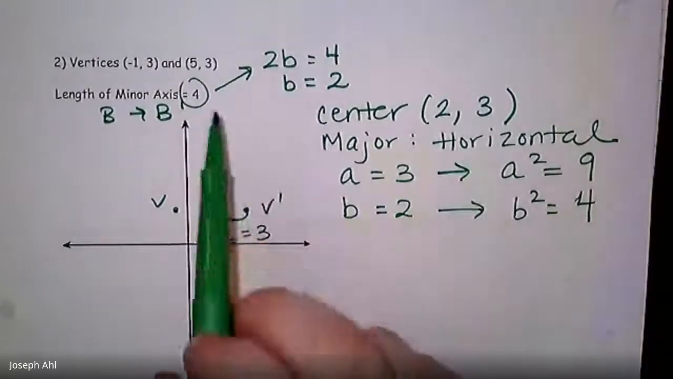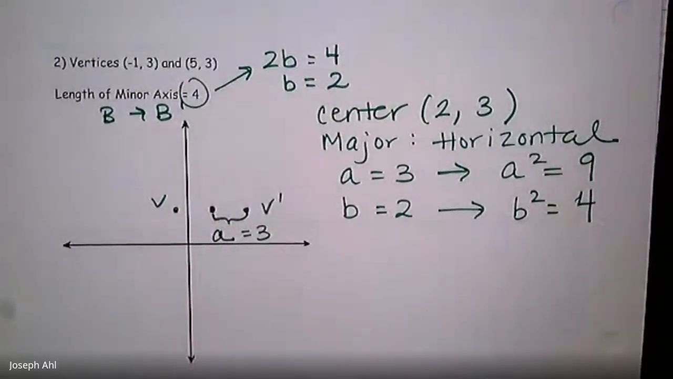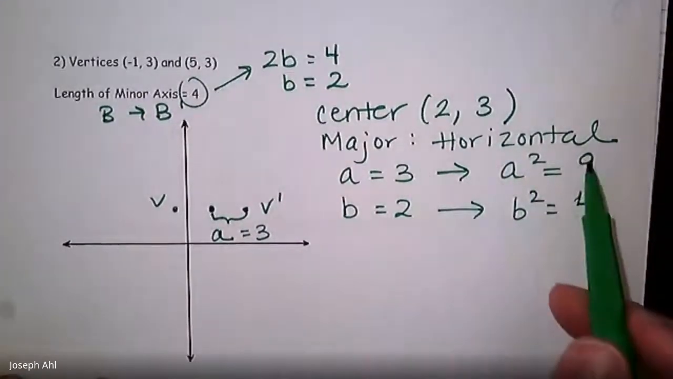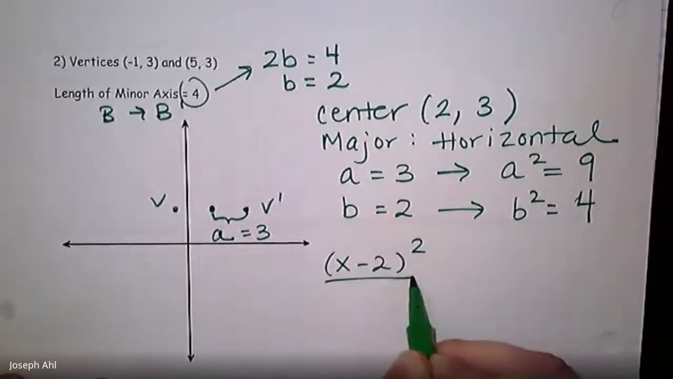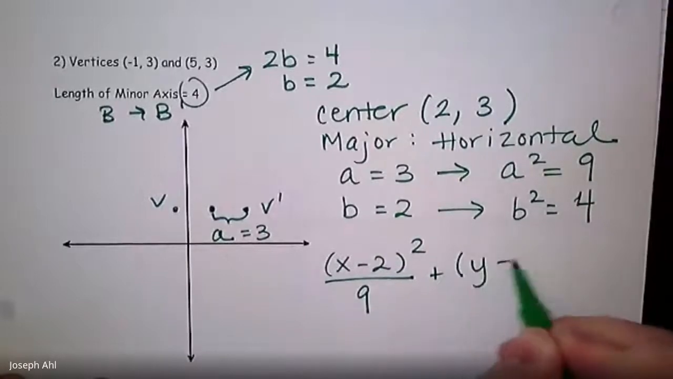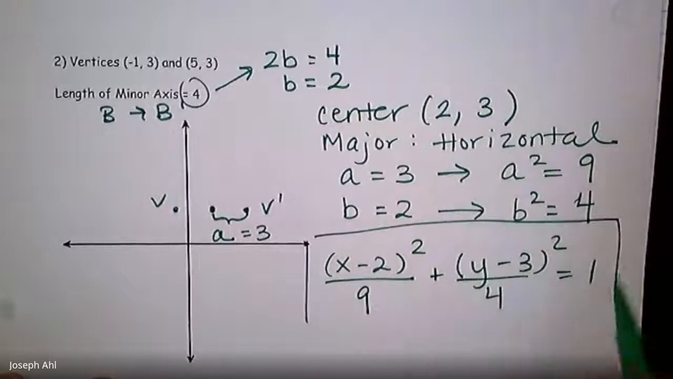So be a little bit careful there, right? Because doubling this and squaring the number 2 get you the same number, which is just kind of coincidental. But we now know a squared and b squared. We know it's horizontal again. So here's my equation: (x minus 2) squared over 9, horizontal, bigger numbers under the x's, plus (y minus 3) squared over 4 equals 1.